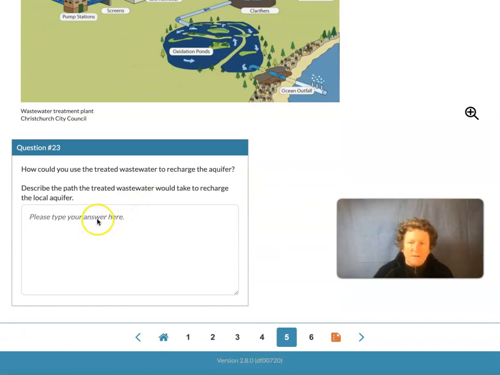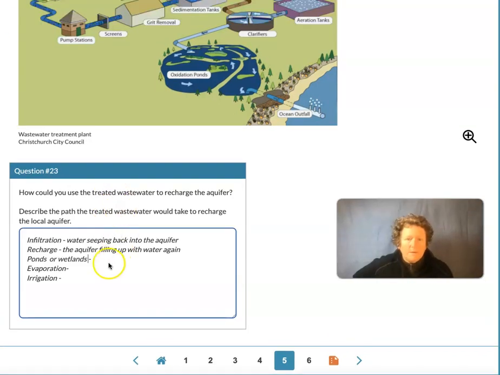So think about creative solutions that you could use wastewater for, where it would start to recharge the groundwater. Here are some ideas that could lead to your creative solution for how we could use treated wastewater to recharge the aquifer. Think about what infiltration means, water seeping back into an aquifer. Infiltration recharges the aquifer, filling it up with water again.